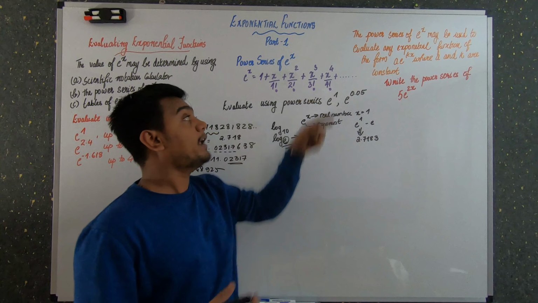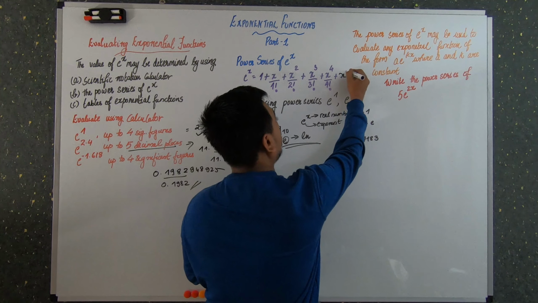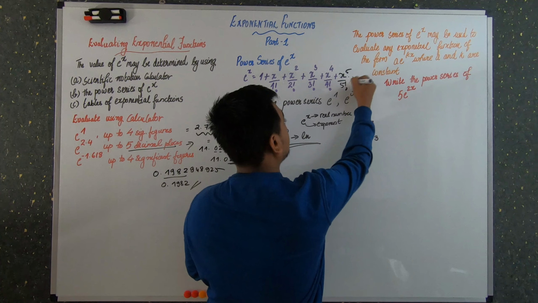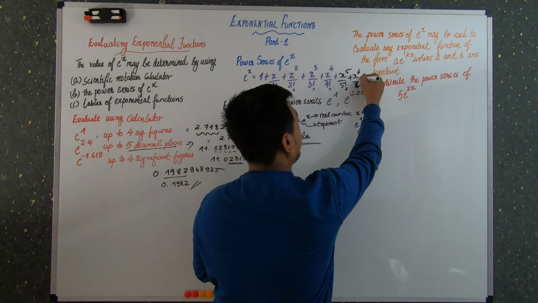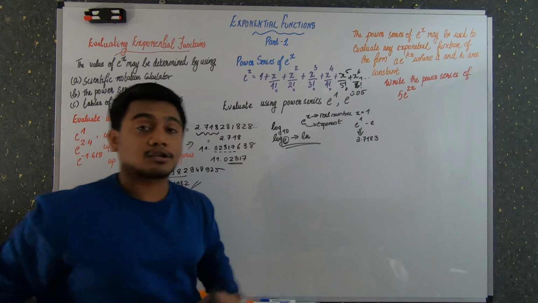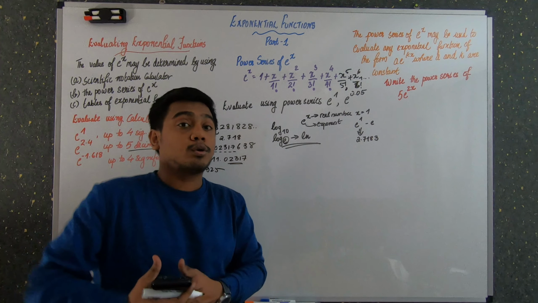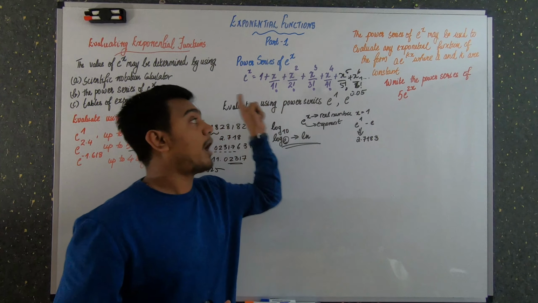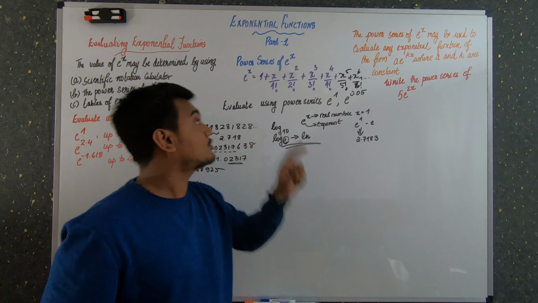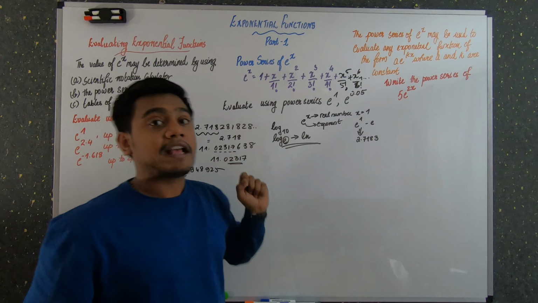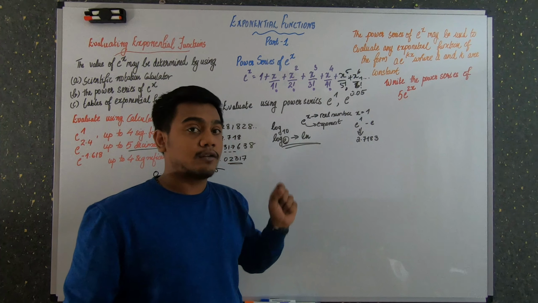So the next term would be x raised to 5 by 5 factorial, plus x raised to 6 by 6 factorial, then x raised to 7 by 7 factorial, and so on. So to get a converging value, you have to add all these values up to infinite terms, then you will get the actual value of the exponential function, and this is the actual value.